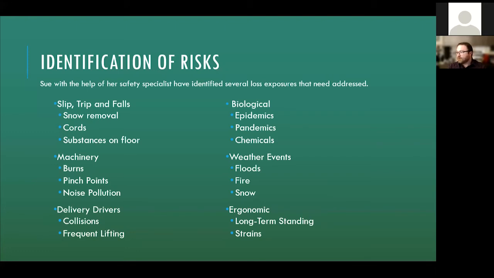Biological: epidemics, pandemics, chemicals. I put epidemics and pandemics on here to get us thinking about things that are really outside our control. We can't control when the flu happens. The flu just is going to happen. But when a flu goes through an organization, it could really be detrimental to our business.